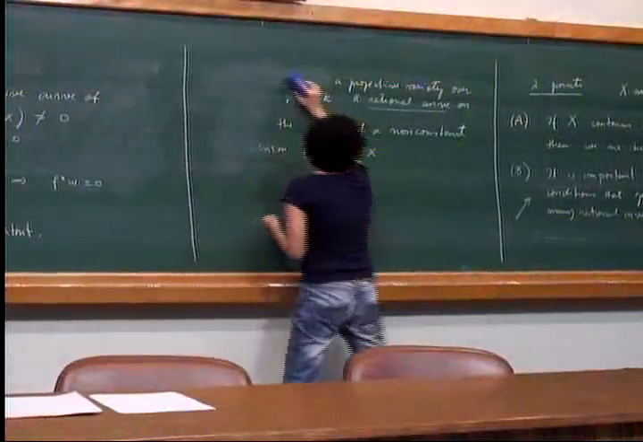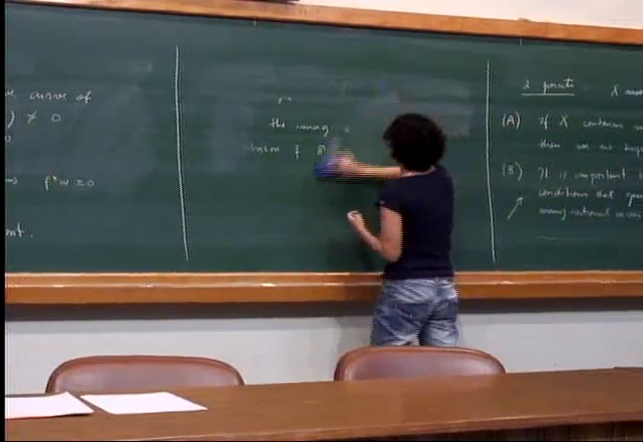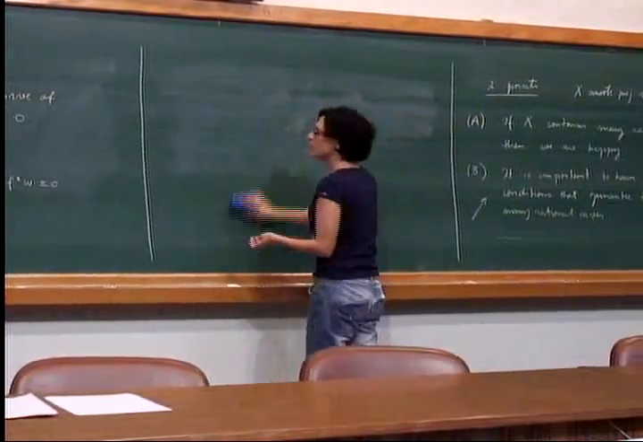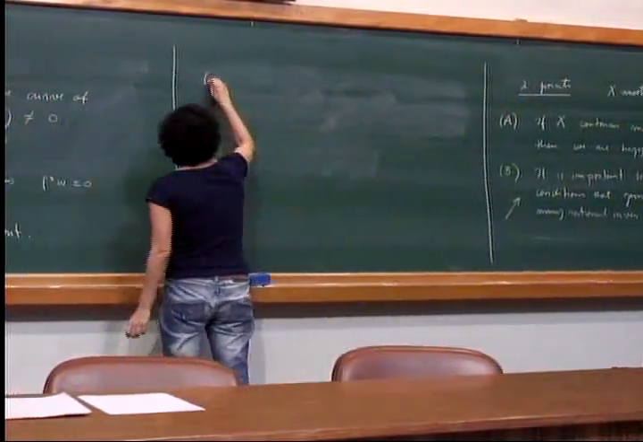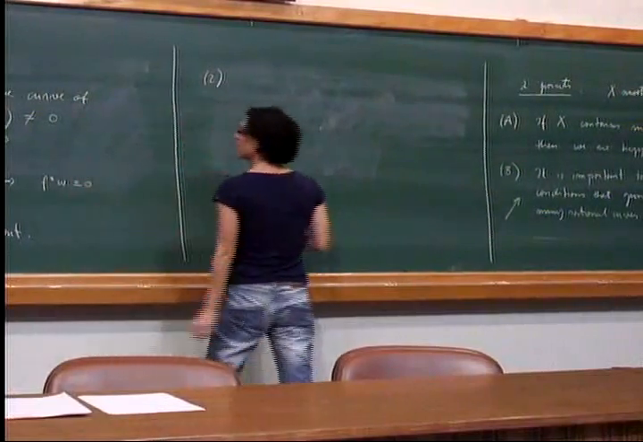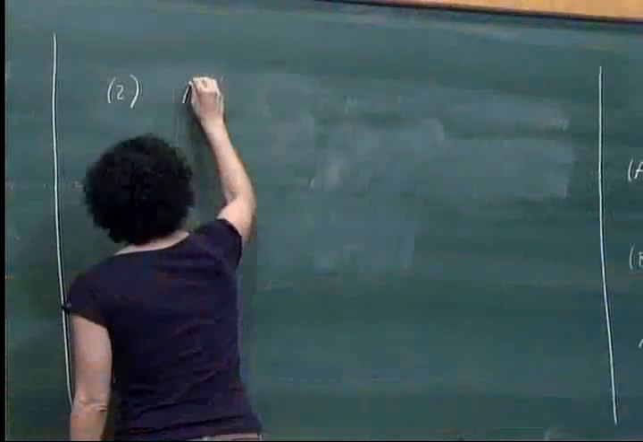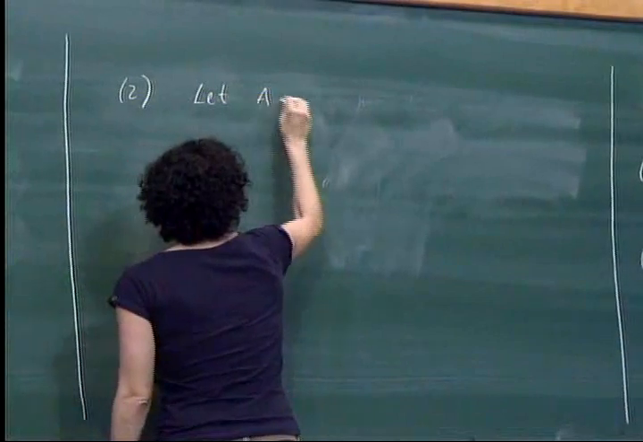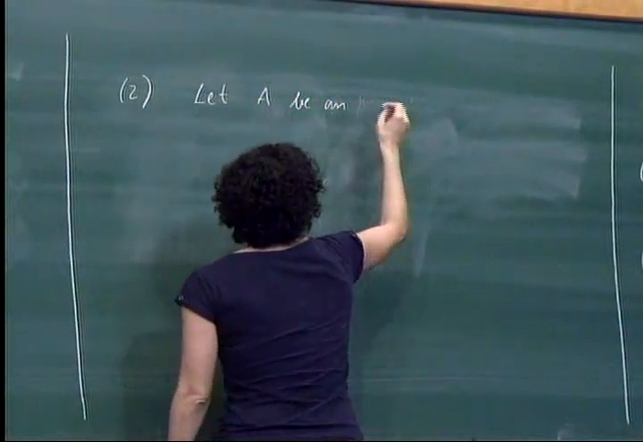Now, we have a very similar example, but in higher dimensions. So let A be an abelian variety.